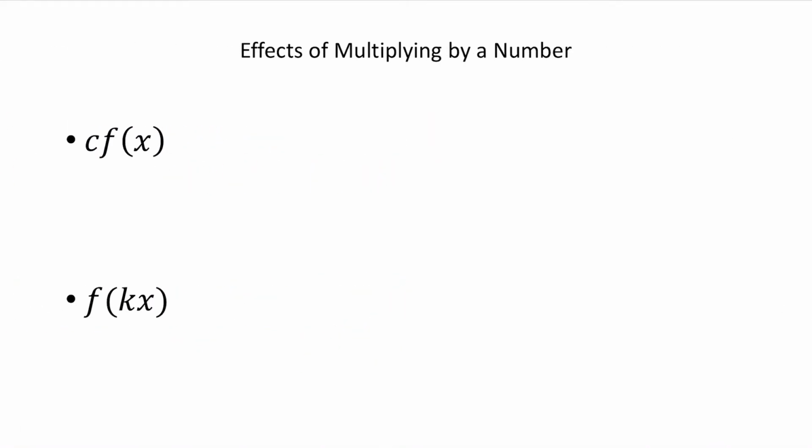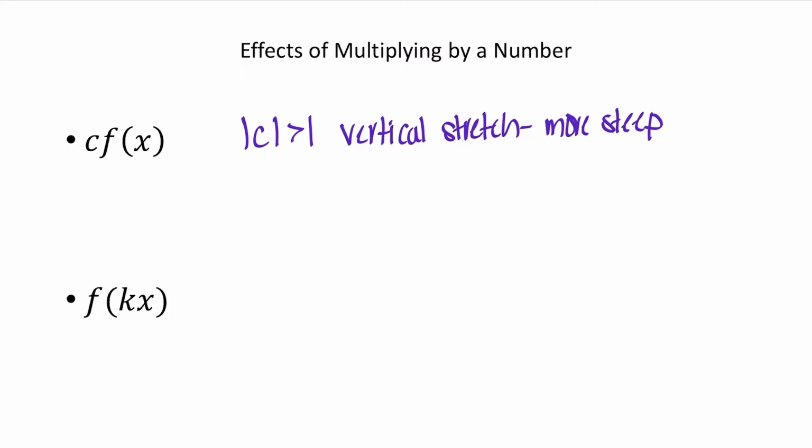If we have c times f(x), and if the absolute value of c is bigger than 1, the graph will be vertically stretched, which means that it will become more steep. If the absolute value of c is between 0 and 1, the graph will be vertically compressed, which means that it will be less steep.